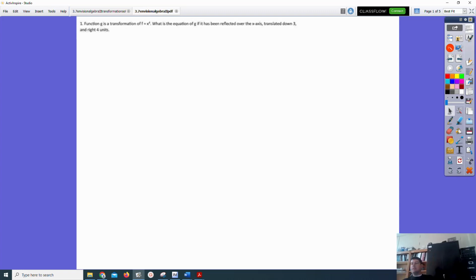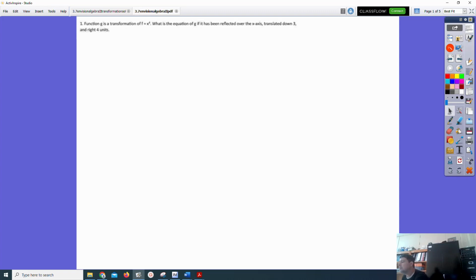All right, so this is homework 3-7. It's not a bad assignment. It's actually a pretty easy assignment, at least I think it is. So function g is a transformation of f of x as x to the fourth. What is the equation if it has been reflected over the x-axis, translated down 3, and right 4?